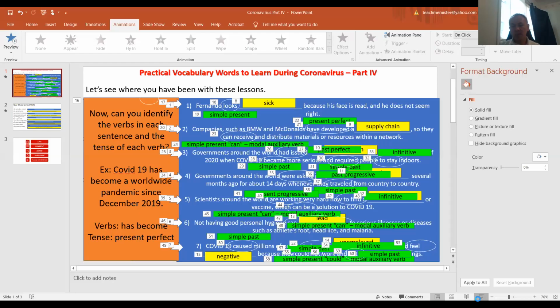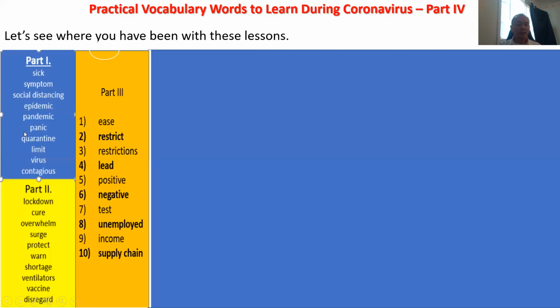So today I am going to bring you new words to help you understand and use the words in everyday situations. These words are associated with the current situation of COVID-19. So let's get started. Now, in parts 1, 2, and 3, I had 30 words.